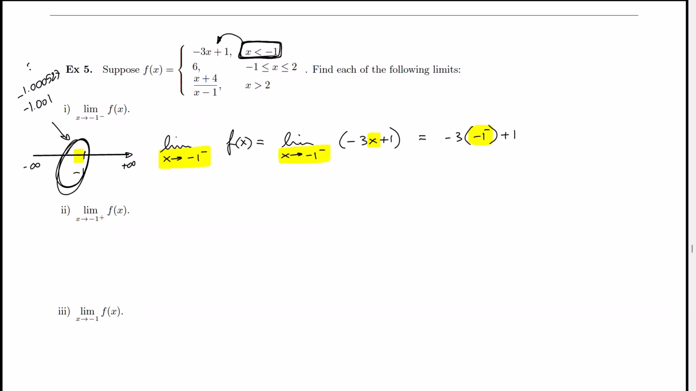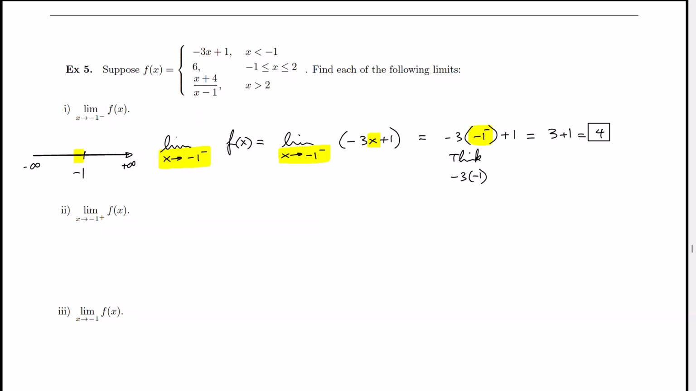Now, how do you evaluate negative 3 times negative 1 minus? In your head, just ignore the minus for a second. Just think, if I have negative 3 times negative 1, what would I do? Negative 3 times negative 1 will be positive 3. And that's it. I just write 3 plus 1, and the answer is 4. So not terribly difficult. You just have to be careful which side you're approaching from so that you can plug in the correct name for the function f of x.